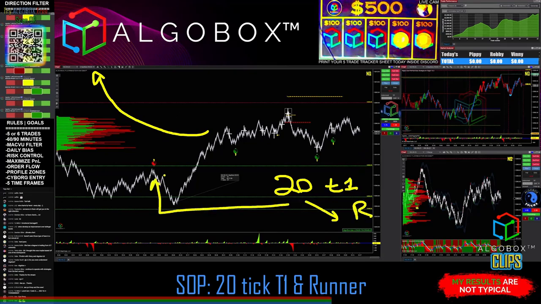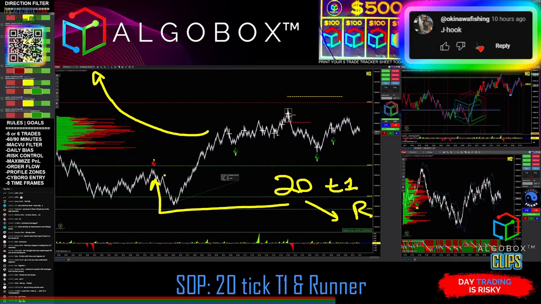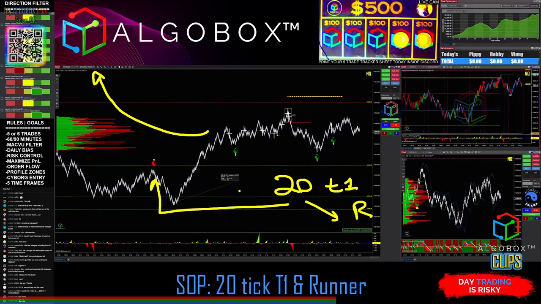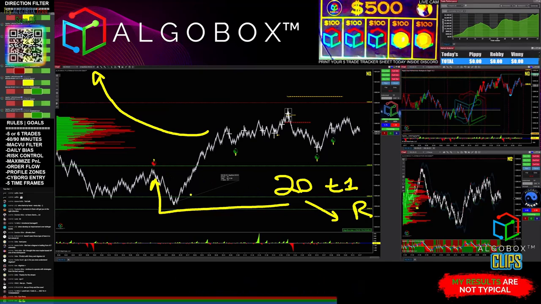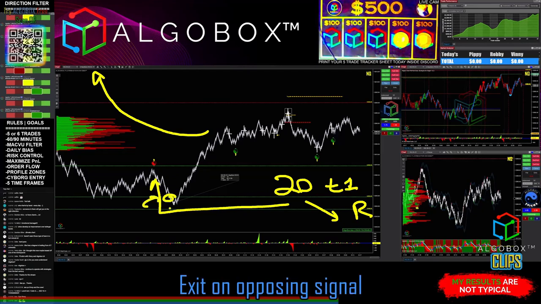Standard operating procedure with the majority of these strategies. Again, look, feel free to do what you want, but you guys are coming here to learn from me. How do I trade them? What's my strategy? How do I approach these? This is how I approach these strategies. I'm looking for target one of 20 ticks and a runner. What is the runner? The runner is going to hold until we reach an opposing signal. So for this one, I would be exiting on a green line right there.